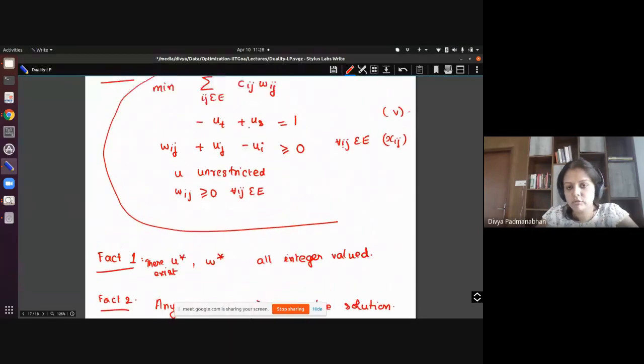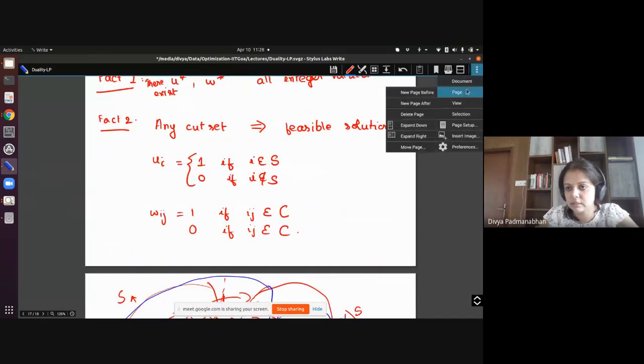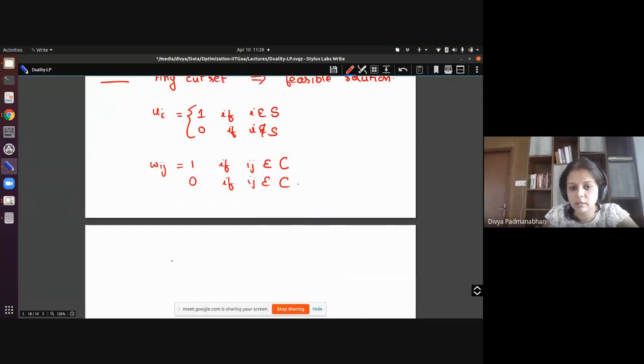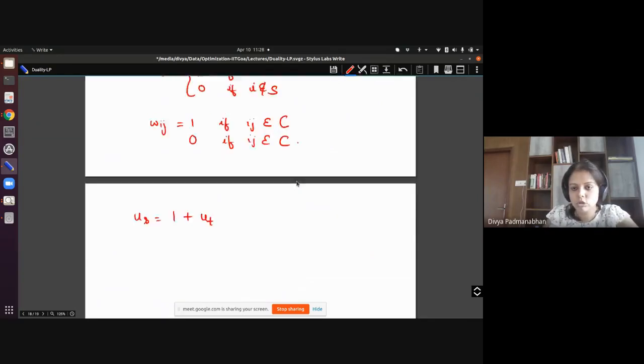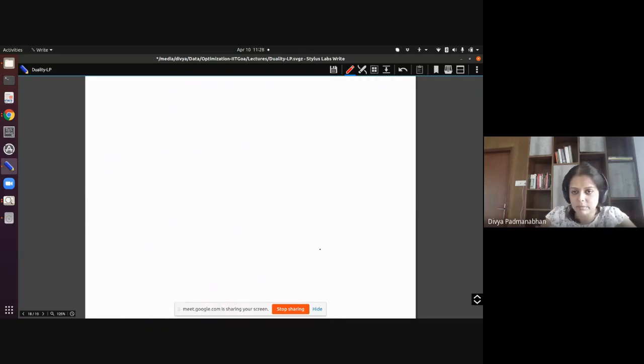The first constraint tells you that us is going to be 1 plus ut. Let me write it again: us is going to be 1 plus ut. By convention you will take the set S as containing the vertex s, and the remaining part contains t.